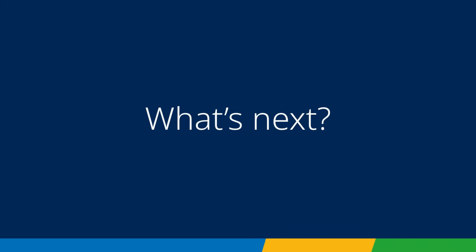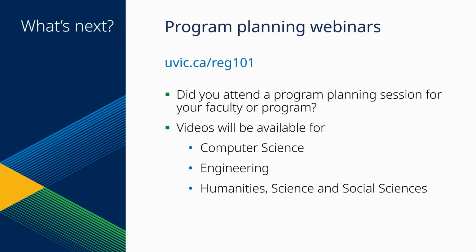So what's next at this stage? Our program planning webinars are running throughout the month of May. If you haven't already and were interested in attending a program planning session for your program or faculty, recordings of sessions will be available for computer science, faculty of engineering and computer science, and the humanities, science, and social sciences.